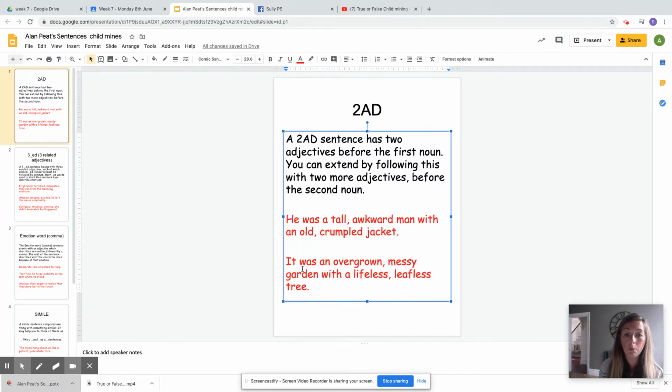And here's another example. It was an overgrown, messy garden. That's your one 2AD sentence. Overgrown and messy being your adjectives before the noun garden. And then with a lifeless, leafless tree. That's another 2AD sentence. Two adjectives, lifeless and leafless, before your noun tree.